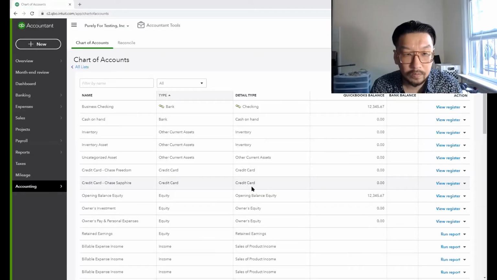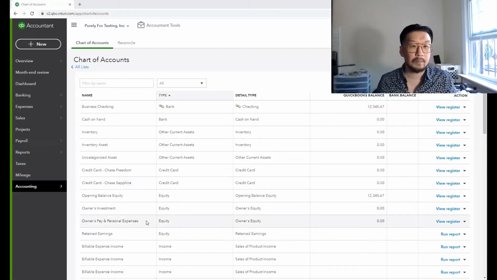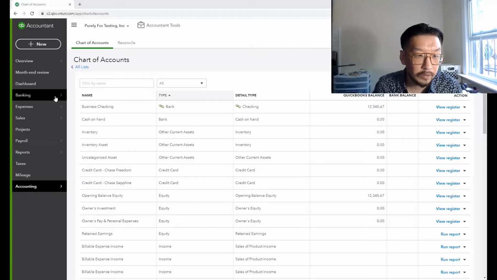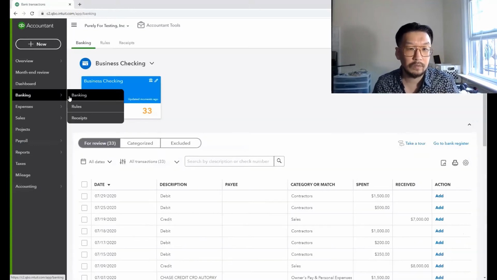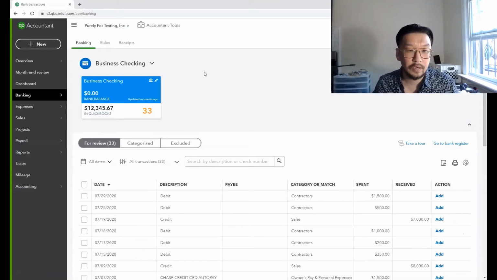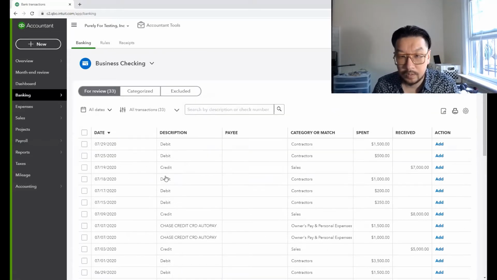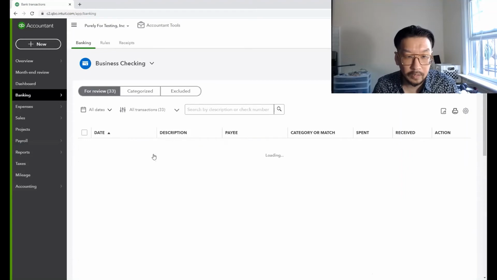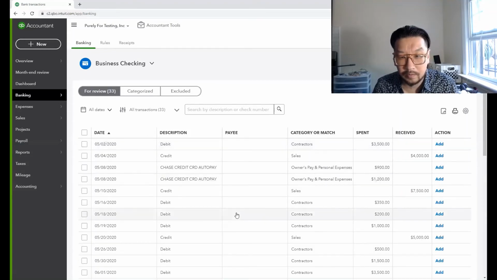There we go. So here we are at my Purely for Testing Inc. business. We are now going to go to the banking window, and here we see the business checking account, and we see a whole slew of transactions. We sort that and take a look at how many transactions there are.